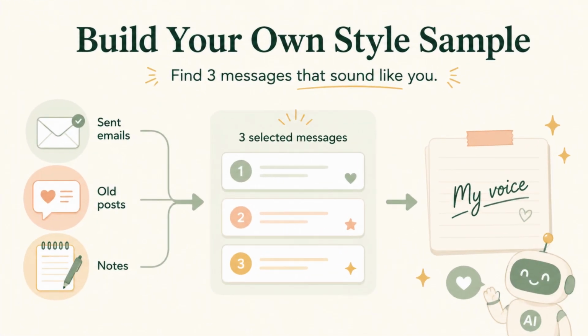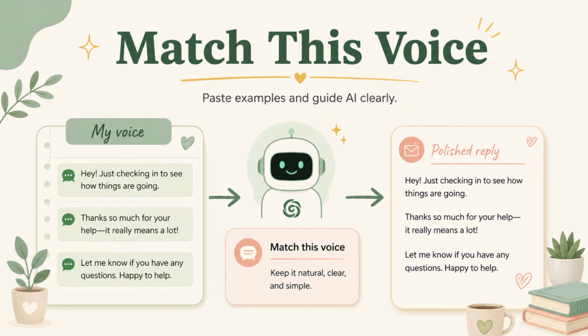Here is your simple practice task for today. Go to your sent folder, old posts, or notes. Find three messages you are proud of. They do not need to be perfect, they just need to sound like you. Save them in one note and call it My Voice. Next time you ask AI to write something, paste those examples and say, "Match this voice." You can also add, "Keep it natural, clear, and simple." This small habit can make AI answers feel much more personal and much less generic.